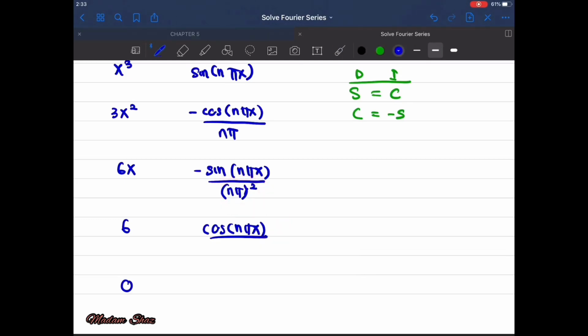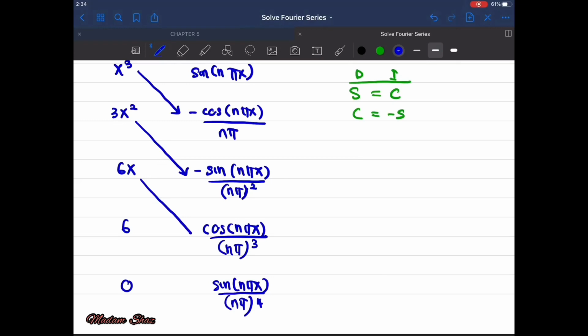Differentiate one more time will become n pi to the power of 3. Integrate cos will become sin n pi x divide with n pi to the power of 3, differentiate one more time will become n pi to the power of 4. So now we have to join the answer. First layer, second layer, second with the third layer, third with the fourth layer, fourth with the fifth layer. So the arrows with the signs: positive, negative.